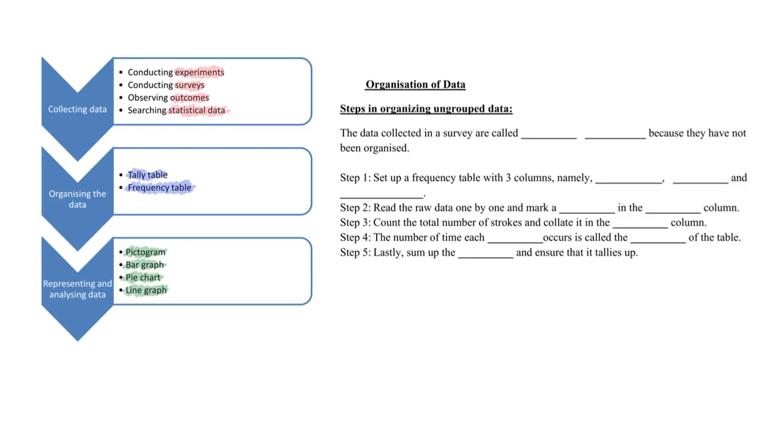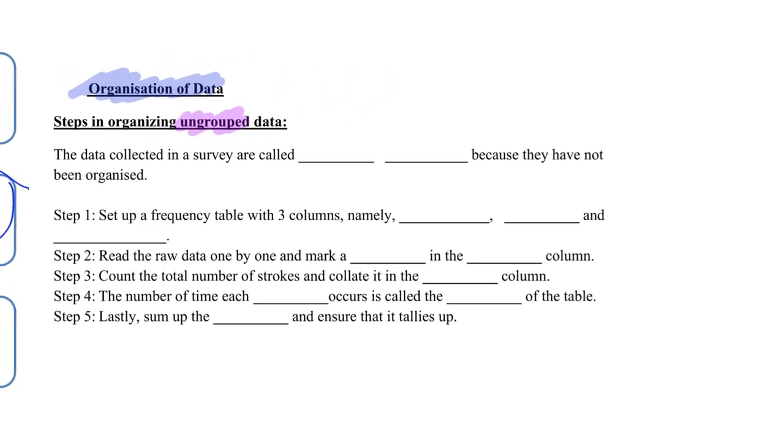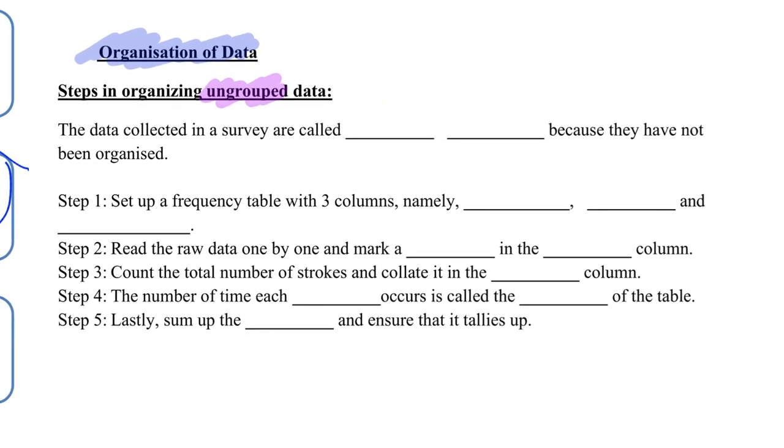Alright, let's focus now on the organizing of data. In this particular process, we will first look at what we call the ungrouped data. This basically means that the data collected is called raw data because it has not been organized yet.